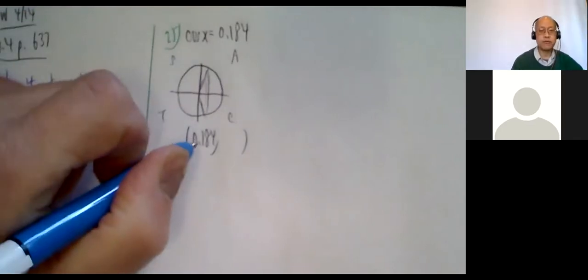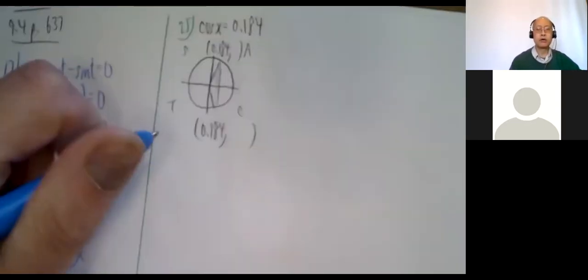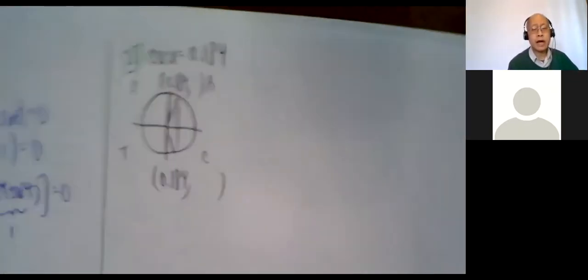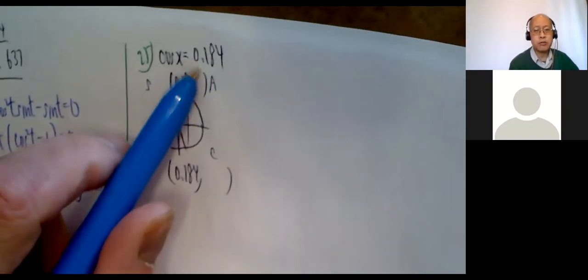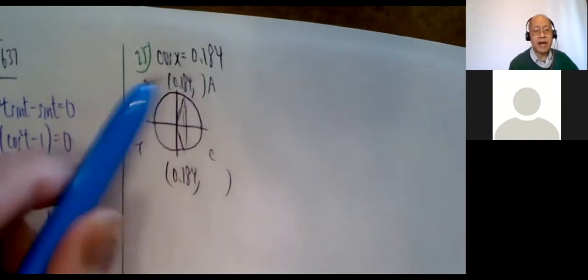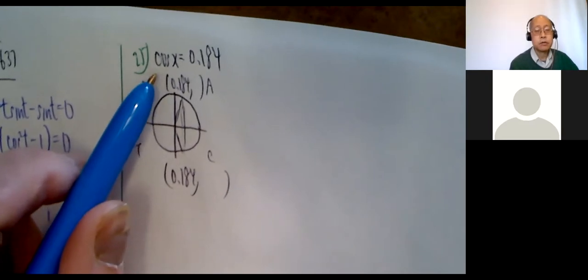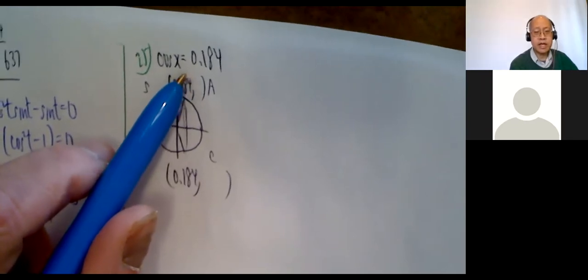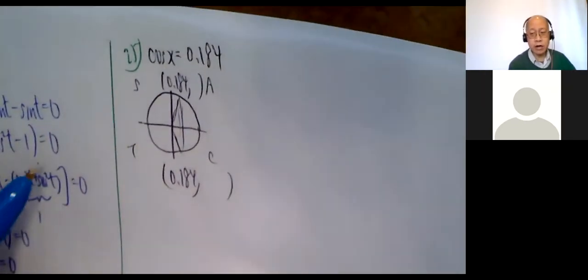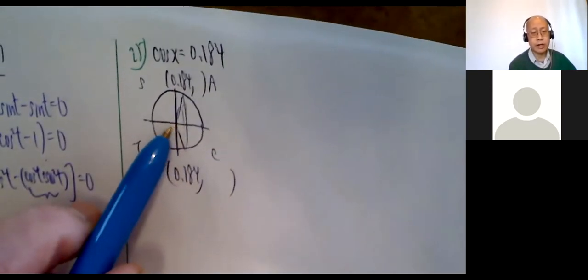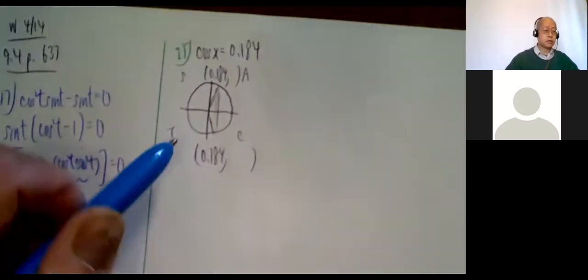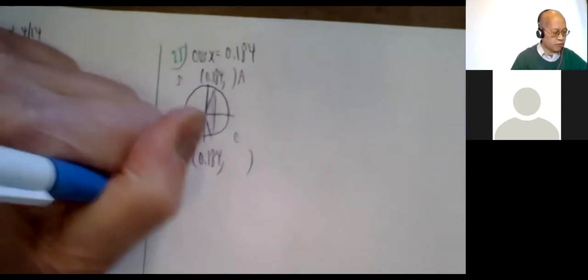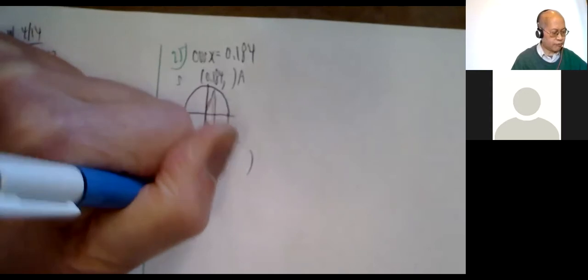In other words, it's 0.184 comma something. Same thing here, 0.184 comma something. We don't care about the y coordinate right now. All right, now, we're not taking the cosine of 0.184. I'm asking what angle is there. So when I take the cosine of the angle, I get 0.184. To do that, you do the inverse cosine function. It'll give you one angle. It won't give you both angles. It'll only give you one angle. So I want inverse cosine of 0.184.